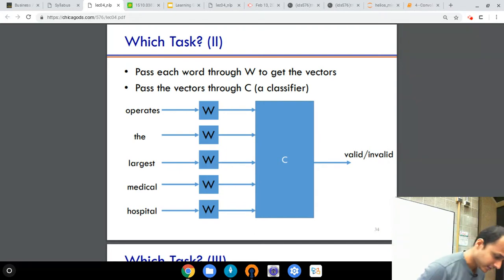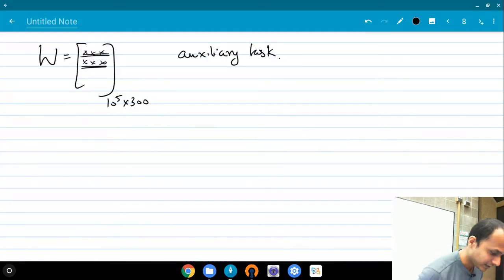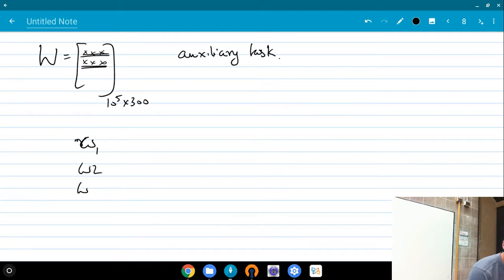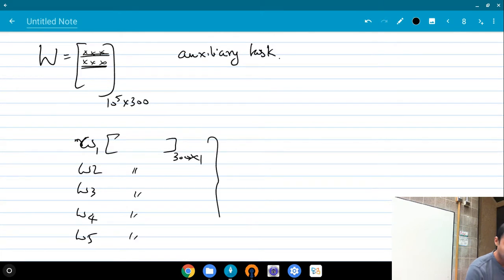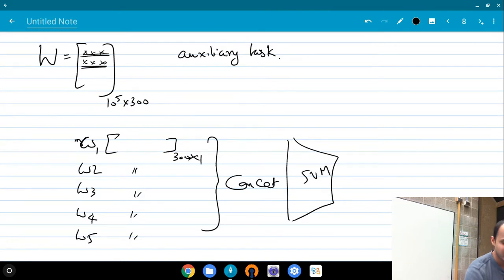Let me just draw it here. Let's call it word1, word2, word3, word4, word5. All I'm saying is do the dictionary lookup, and you'll get vectors, 300 cross 1 here, same thing, same thing, same thing, same thing. Maybe concatenate and then pass it to a simple classifier, like an SVM classifier or multi-class logistic regression classifier or whatever.